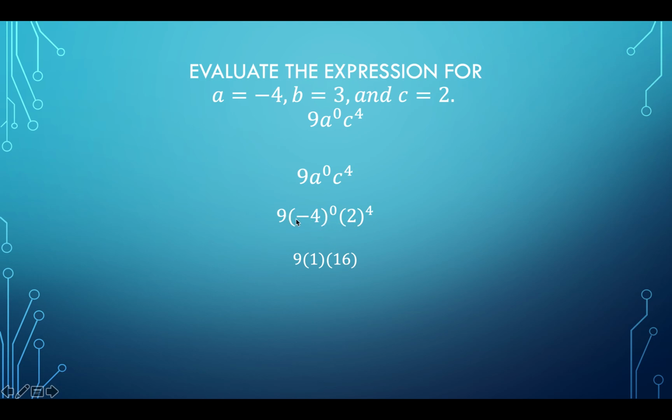Remember PEMDAS: you have to do the exponents first. And as a reminder, any number to the 0 power gives you 1. So -4 to the 0 gives me 1. And 2 to the 4th power is multiplying 2 by itself 4 times. So 2 times 2 gives us 4, times 2 gives us 8, times another 2 gives us 16. So you're left with 9 times 1 times 16. Put those all in your calculator, and your final answer is 144.